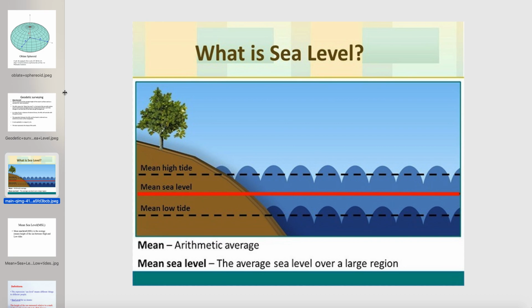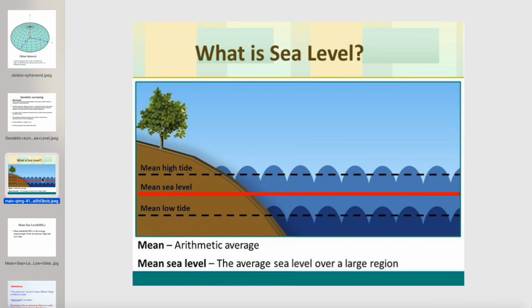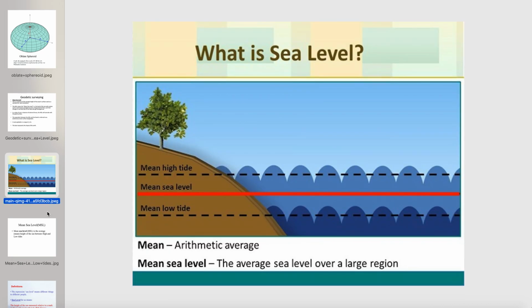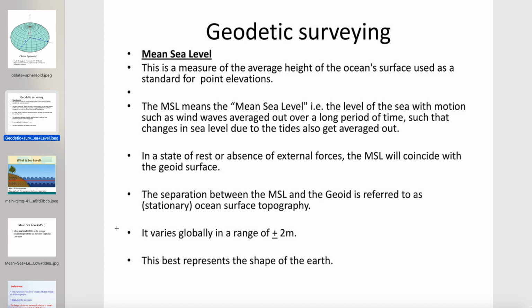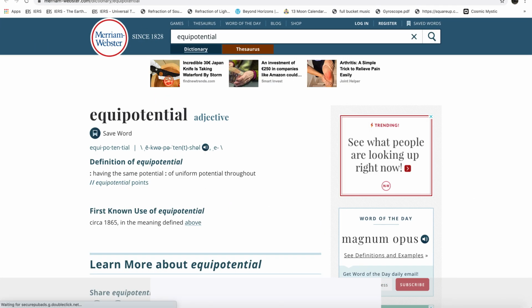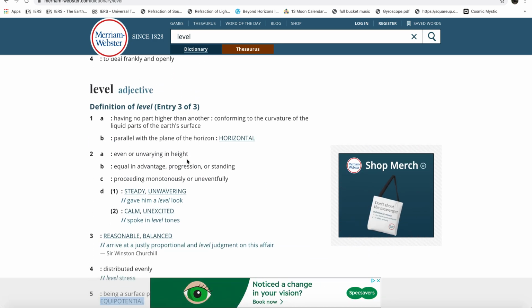That's what it is. And surveying states that this best represents the shape of the Earth, the oceans, mean sea level. But they have to take elevations off mean sea level, and they can't take them from the center of an oblate spheroid. There are two things they can't do. They have to take them from mean sea level, which, as geodetic surveying admits, best represents the shape of the Earth.